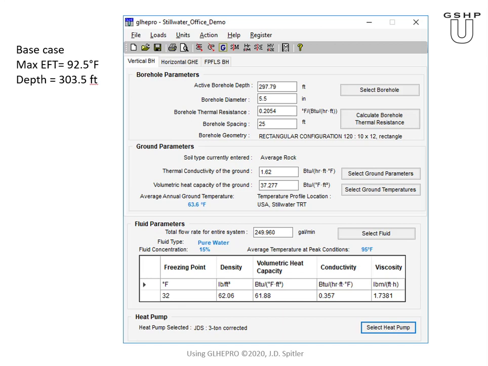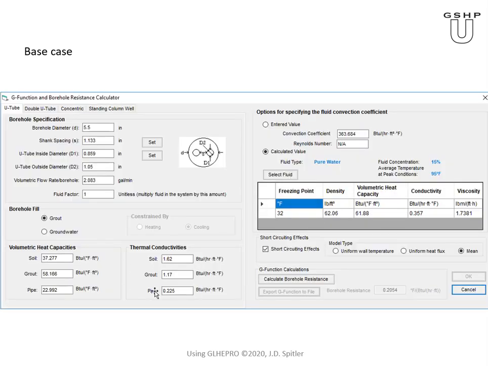So we settled on this as a base case, the 92.5 degree Fahrenheit maximum heat pump entering fluid temperature, which resulted in a design depth of 303.5 feet. And so this is the main screen, and then the borehole resistance parameters. We had adjusted the grout to give us the value that matched our in situ test.